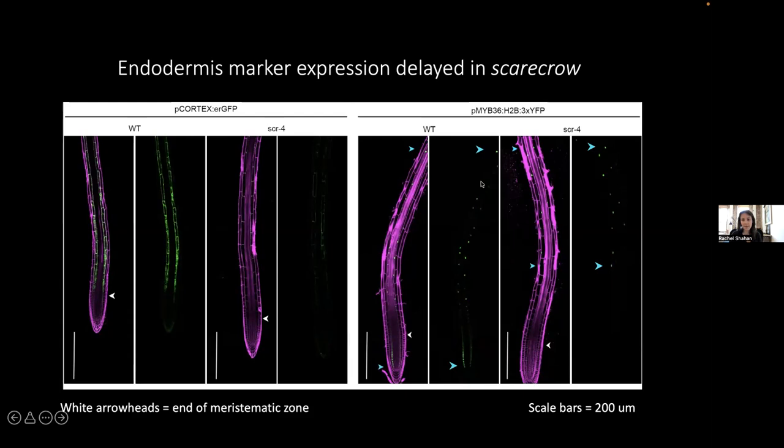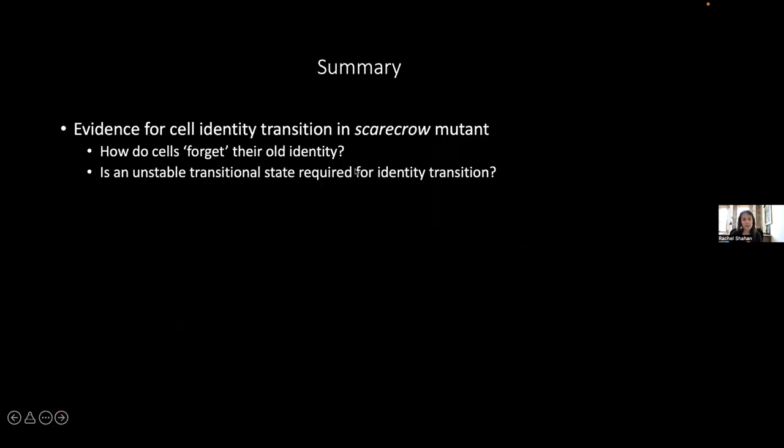However, in Scarecrow, the expression of this marker is delayed. It's a little bit hard to see here, but the GFP expression is in between these two blue arrows, and the tip of the root is here at the bottom, suggesting that an endodermal identity comes on, again, in older Scarecrow mutant layer cells. So the conclusion from this is there's evidence for a cell identity transition in the Scarecrow mutant. And this is interesting to me as an opportunity to really study cell identity, cell fate, plasticity.